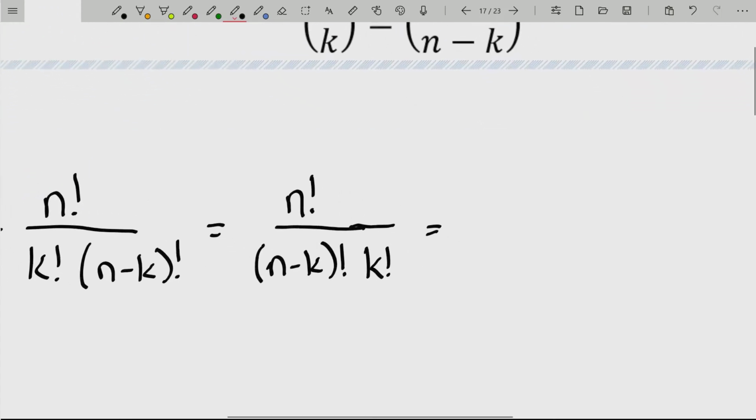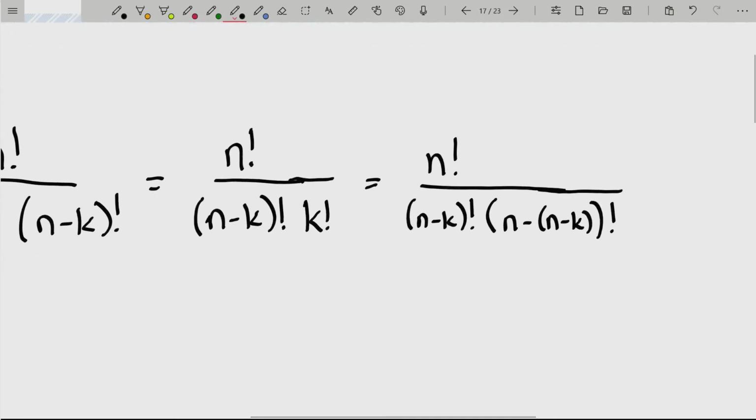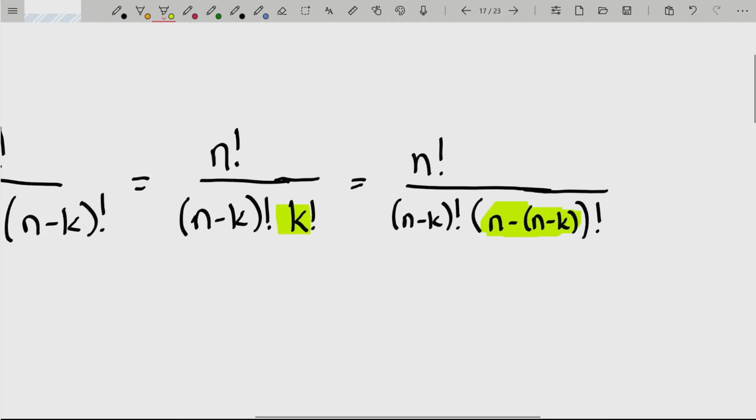But now I'm going to do something kind of funny. Not funny, haha, just funny, interesting. I will rewrite that k factorial as the quantity n minus (n minus k), factorial. I sincerely hope that you agree that k is the same thing as n minus (n minus k). That negative would distribute and become a negative n and a positive k. The n's would cancel and you get a positive k factorial. Those are the exact same statements.